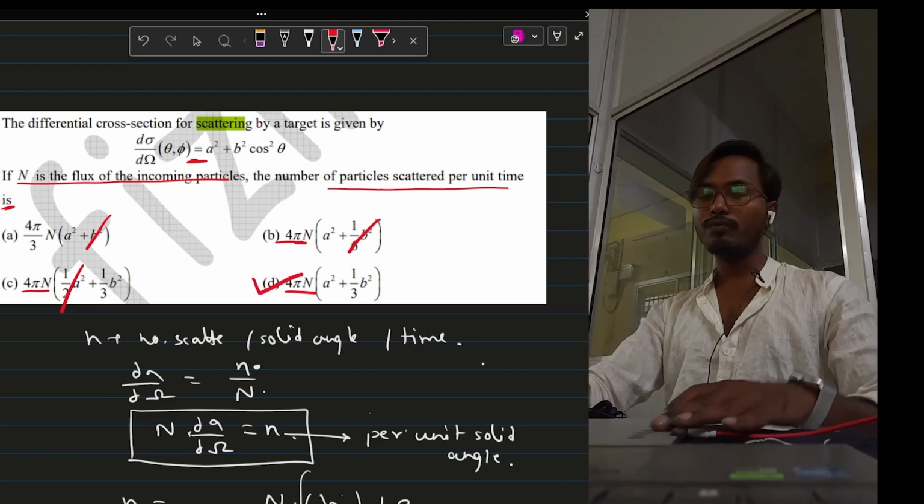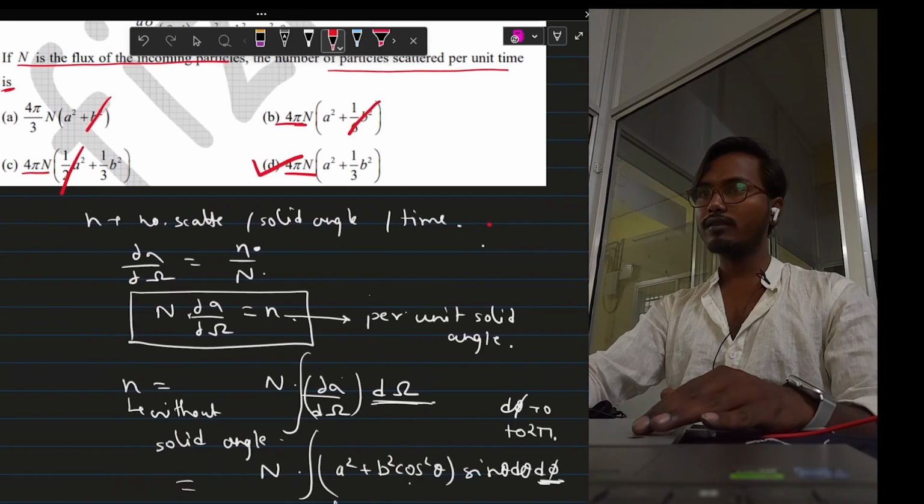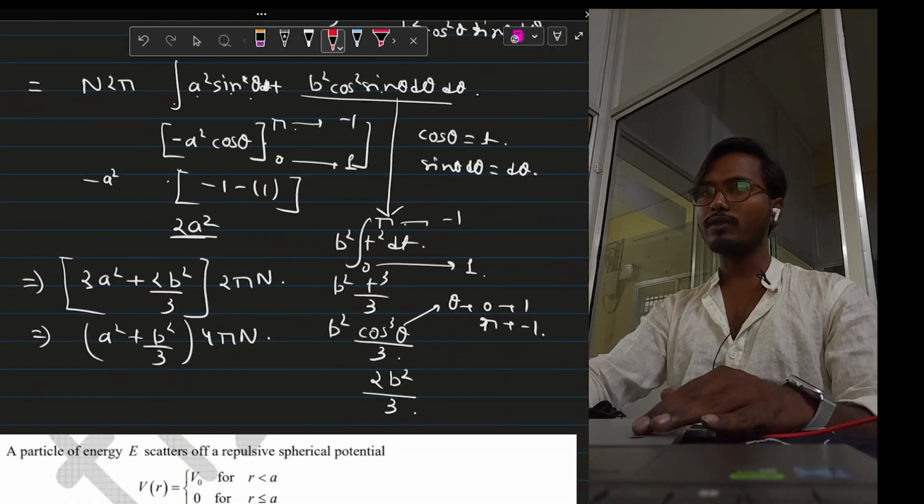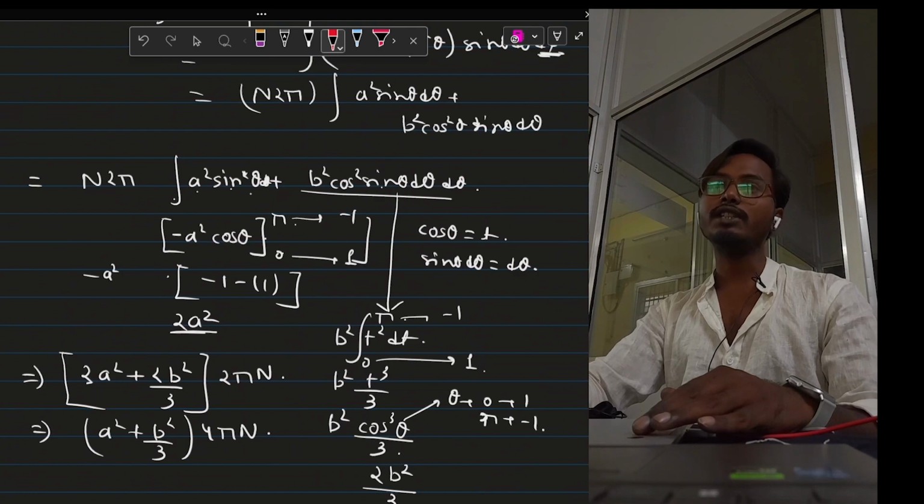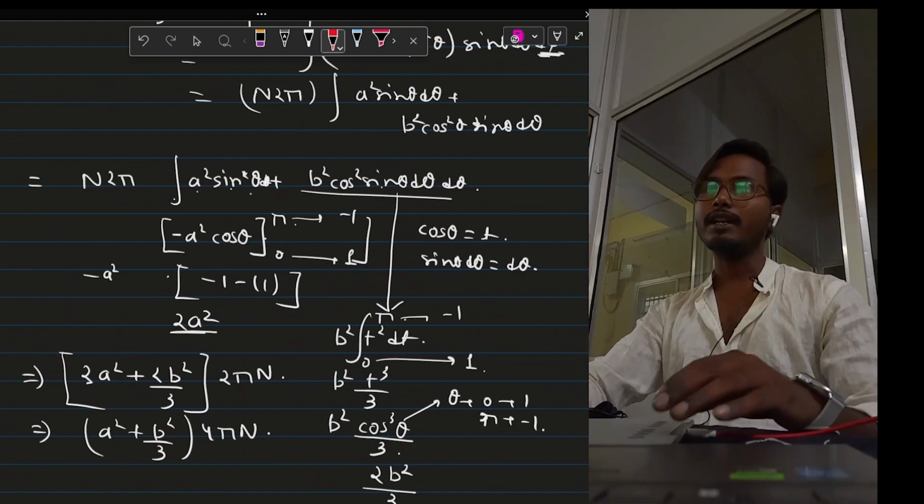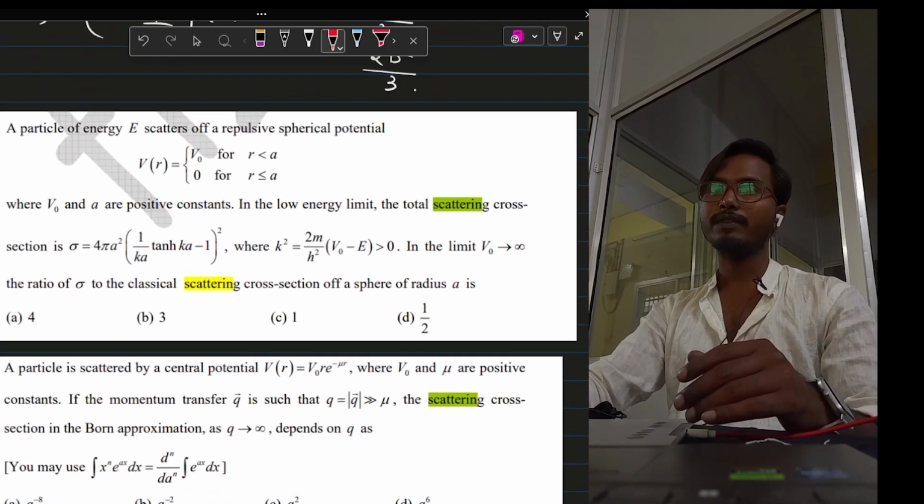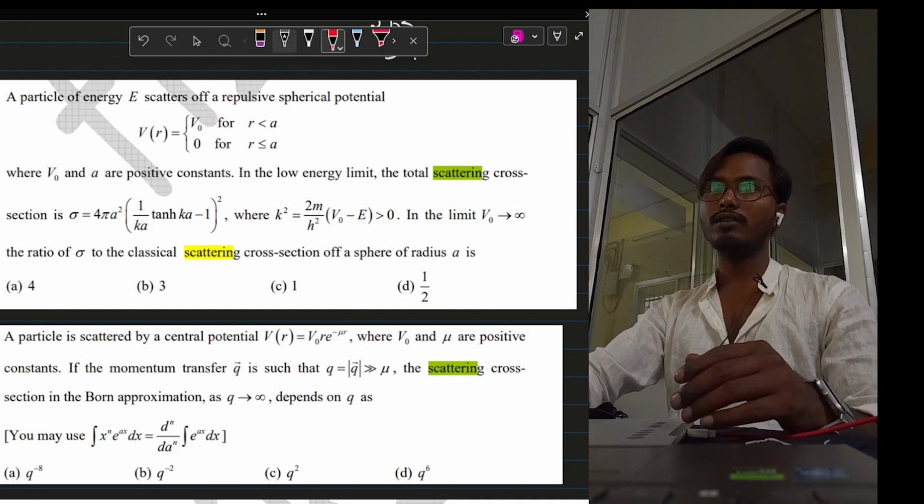What did we do? We only integrated the differential scattering cross section, and then we had to find the number of particles. So we integrated and multiplied this term by n. Okay, let us look into another problem.